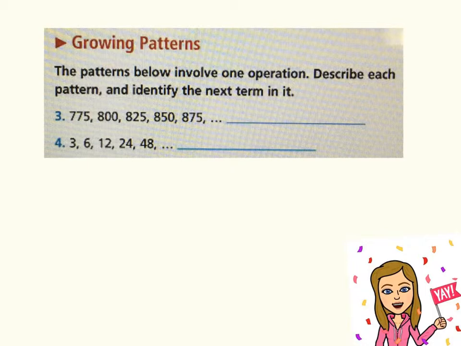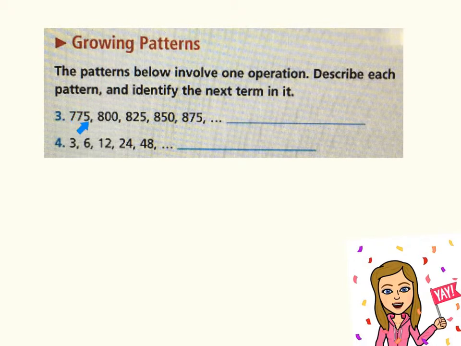Now, just like we had growing patterns with shapes, we have growing patterns with numbers. These patterns below involve one operation. That means they just add, subtract, multiply, or divide. Now, considering they're growing, they probably add or multiply because those are operations that cause something to grow. So we're going to describe each pattern and identify the next term in it.